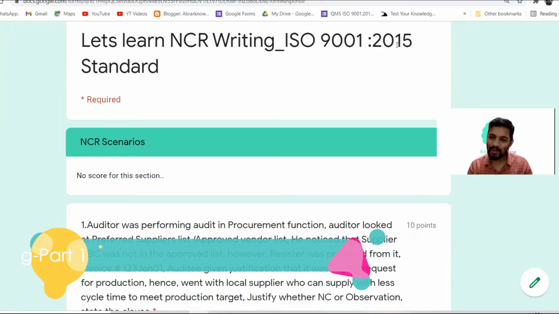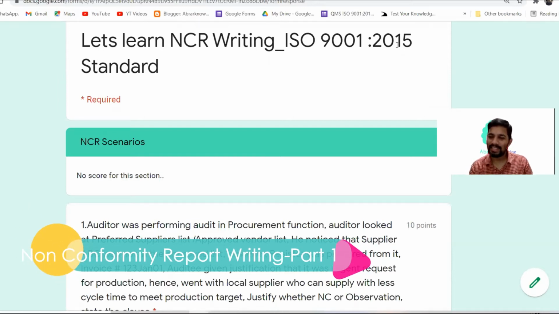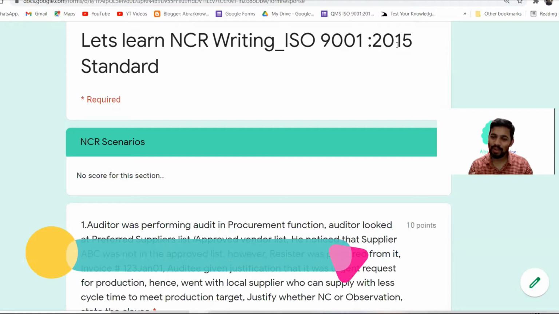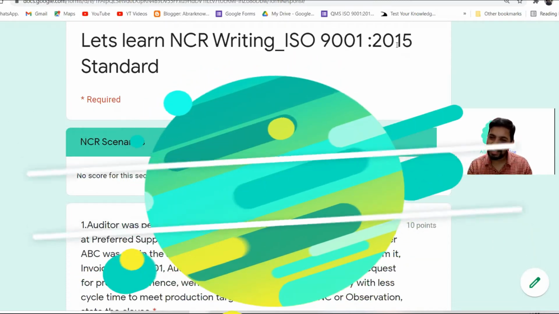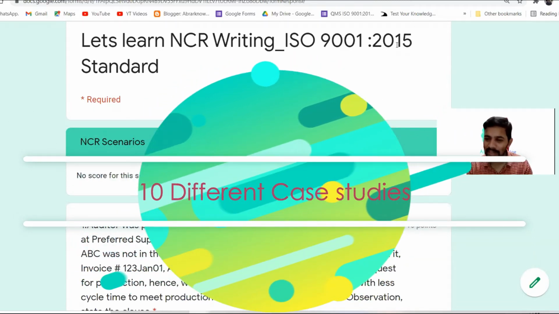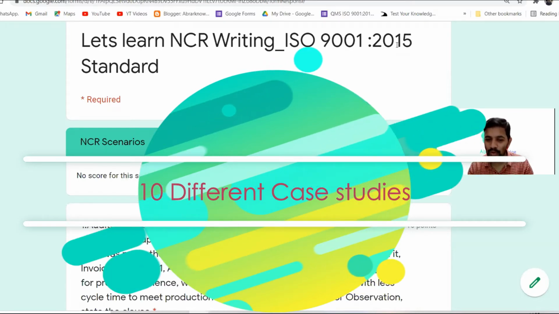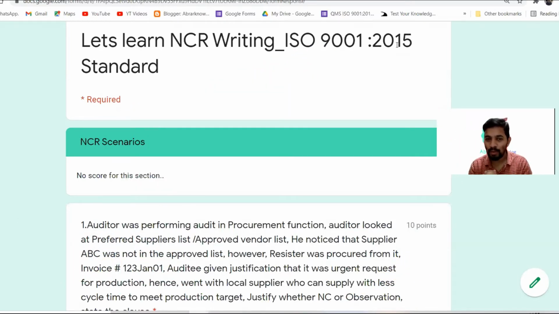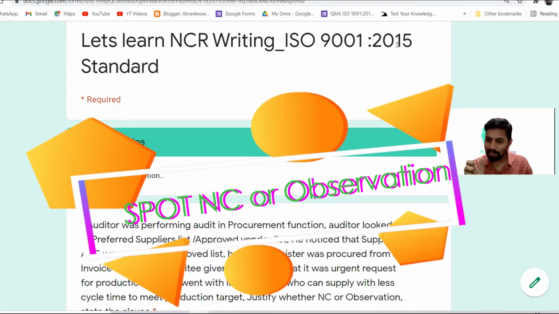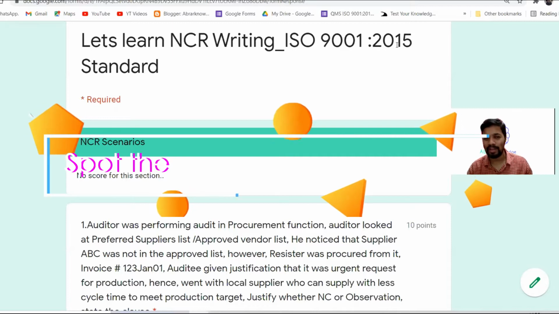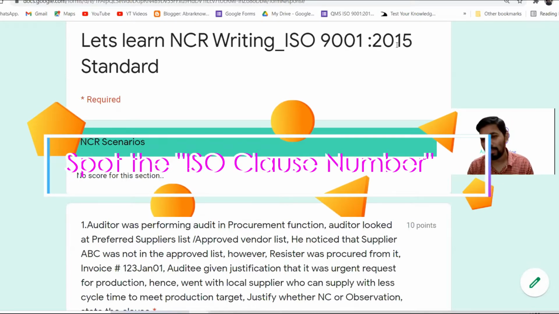Today's topic is very profound, very deep. The topic is NCR writing. NCR, you all know, is non-conformity report writing. In this one, I picked up 10 different case studies, and these are all very general and very specific. This will be very useful for you to go over the class numbers, find out whether there is any non-conformity, whether it's an observation, a minor non-conformity or a major non-conformity, how to pick up the right class numbers, and all that. You're going to get that art from this video.